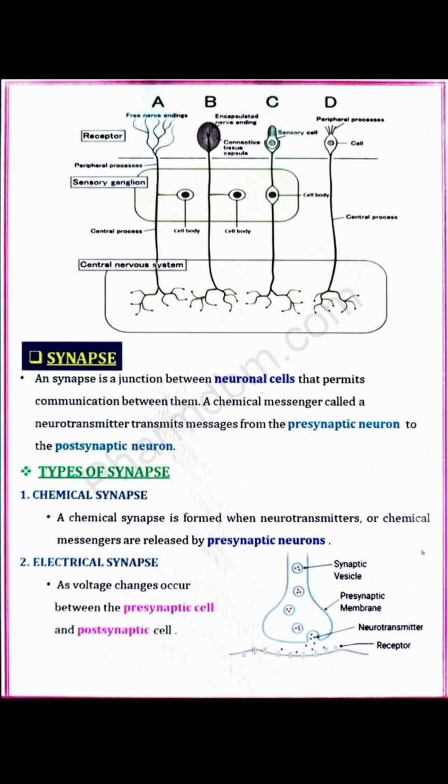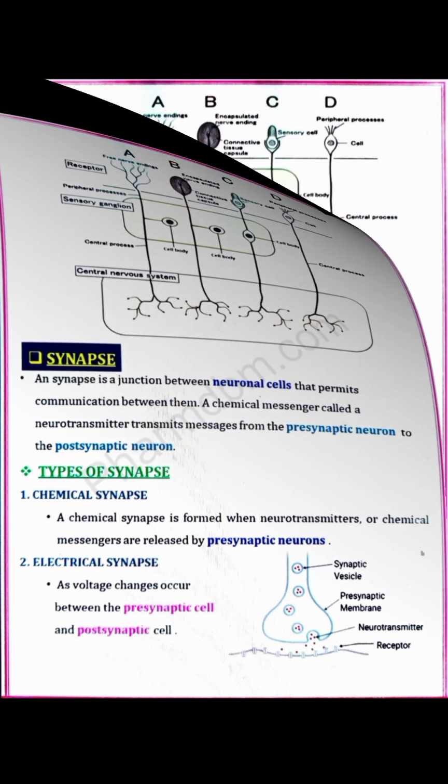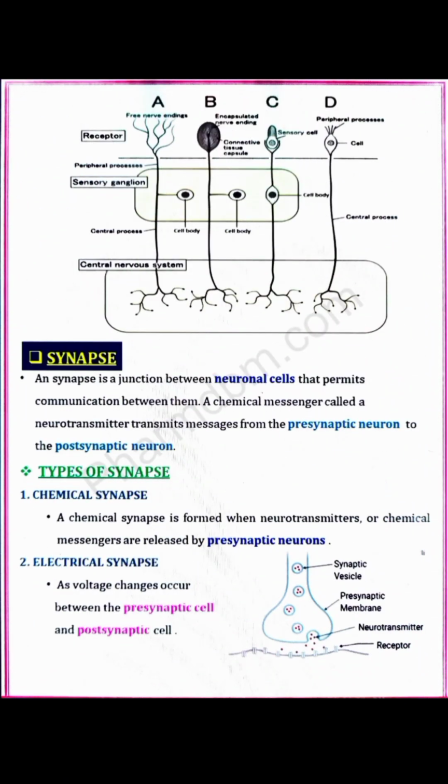Next, synapse. A synapse is a junction between neuronal cells that permits communication between them. A chemical messenger called a neurotransmitter transmits the messages from the presynaptic neuron to the postsynaptic neuron. Types of synapse: chemical synapse and electrical synapse. A chemical synapse is formed when the neurotransmitters, or chemical messengers, are released by the presynaptic neurons. Second one, electrical synapse, as voltage changes occur between the presynaptic cell and postsynaptic cell.